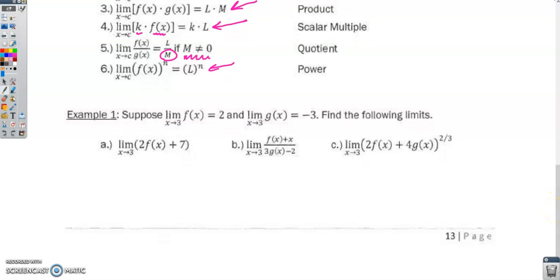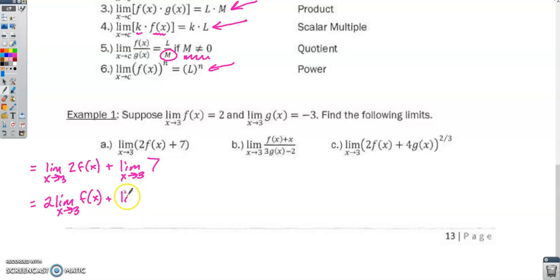Okay, first, the limit as x approaches 3 of 2f of x plus 7. The first thing I'm going to do is use the sum rule, and I can break this into the limit as x goes to 3 of 2f of x plus the limit as x goes to 3 of 7. And then I can use the constant multiple rule, and bring the constant multiple 2 out of this limit, and this is going to be equal to 2 times the limit as x approaches 3 of f of x plus the limit as x approaches 3 of 7.